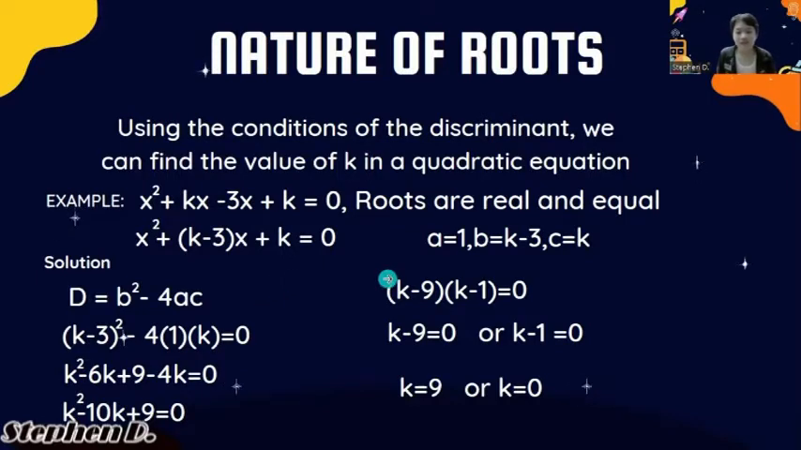If we get the factors of that, we will get (k minus 9)(k minus 1) equals 0. Again, we use the zero factor property. You can see that in our first video about quadratic equations. Make sure to watch it. So we get k minus 9 equals 0, or k minus 1 equals 0. We transpose negative 9, we transpose negative 1. That's why we got k equals 9, or k equals 1.